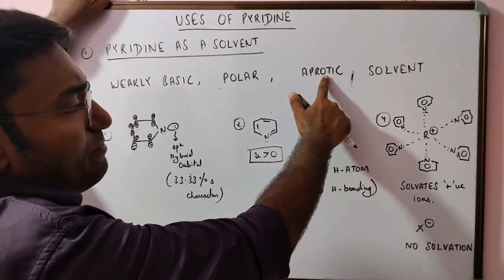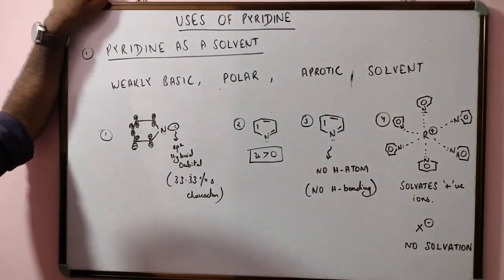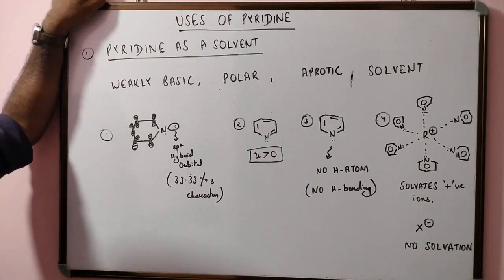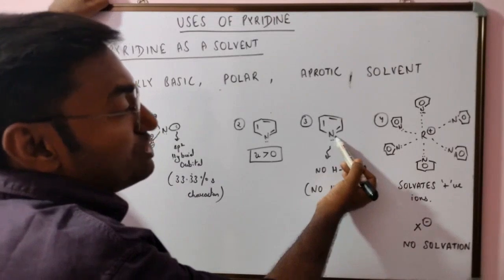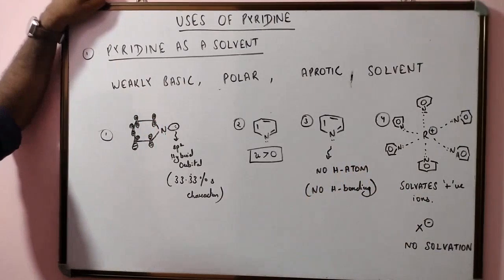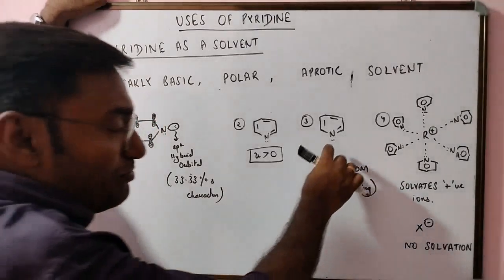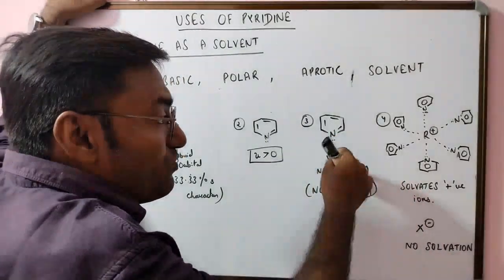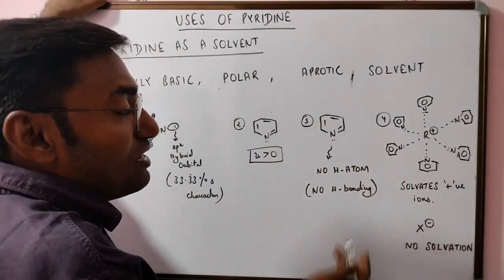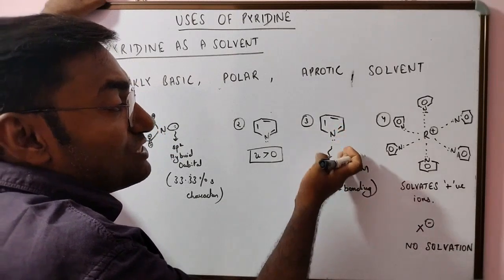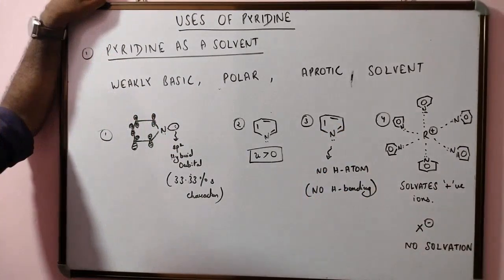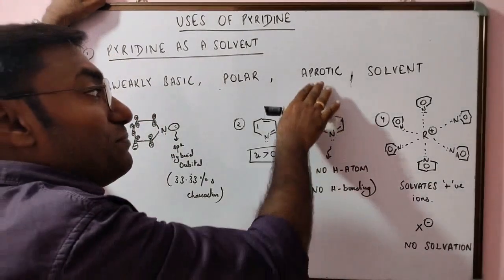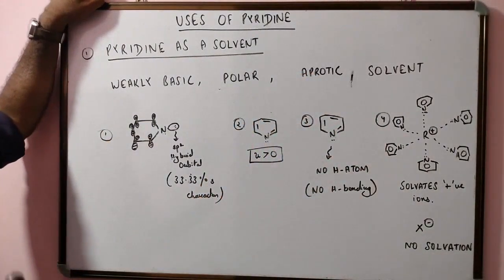Third, pyridine is aprotic in nature. The term aprotic means not capable of exhibiting hydrogen bonding. The pyridine ring has a nitrogen atom to which there is no hydrogen atom attached. Had there been a hydrogen atom, it would have exhibited hydrogen bonding. But because there is no hydrogen atom attached to the nitrogen atom, it could not show any kind of hydrogen bonding, and therefore the pyridine ring is aprotic.